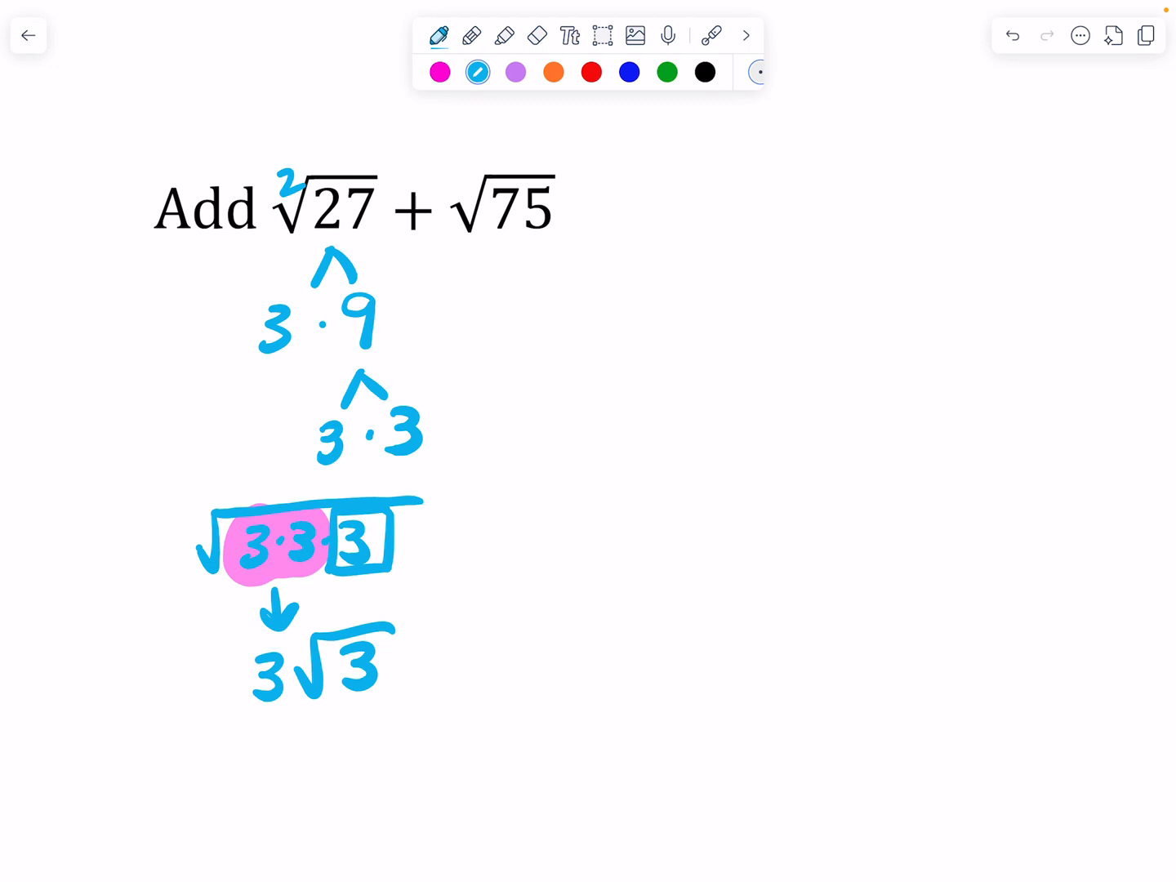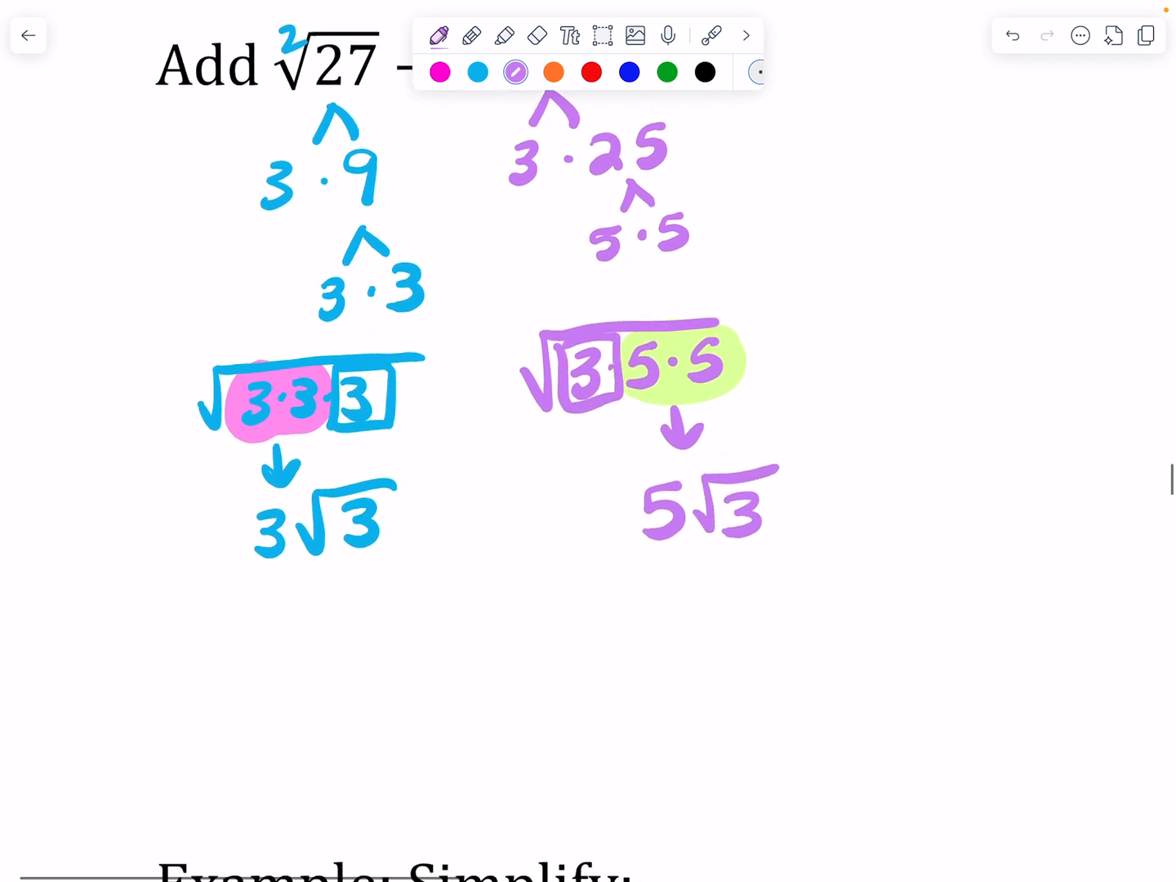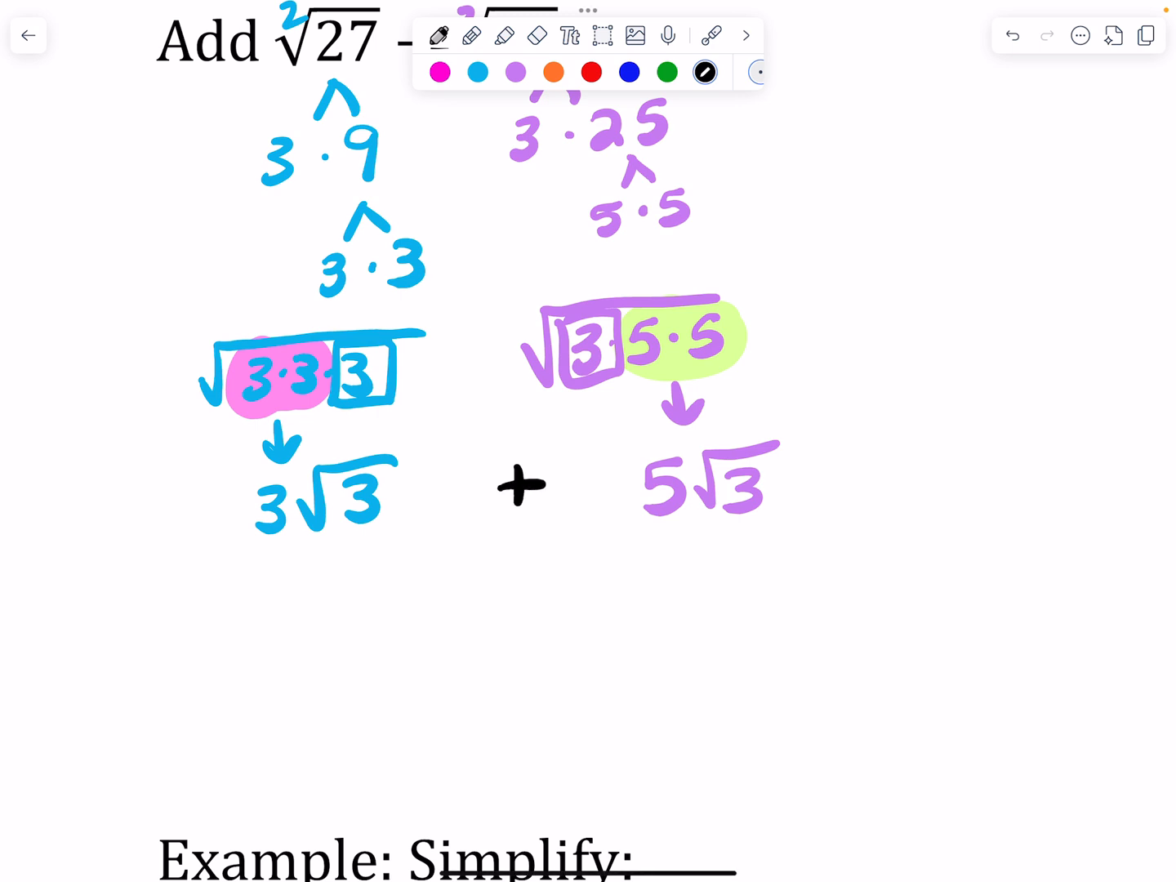so a 3 is going to stay underneath. Then we're going to do the same thing with 75. It's also an index of 2, so we're going to break 75 down to be 3 times 25. 25 breaks down to be 5 times 5, and again, we're looking for groups of 2. So this time we have 2 5s, so a 5 will come out. We have 1 3, so a 3 will stay underneath. And we're still going to add these two together.